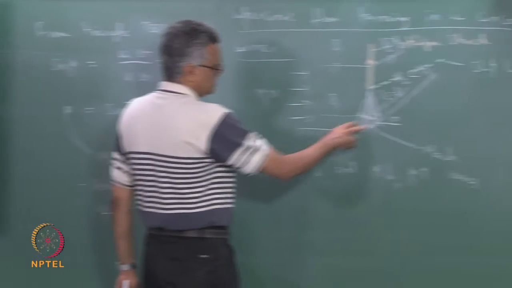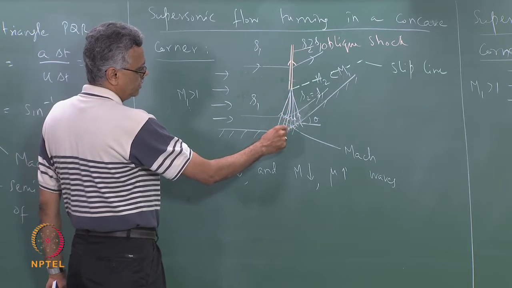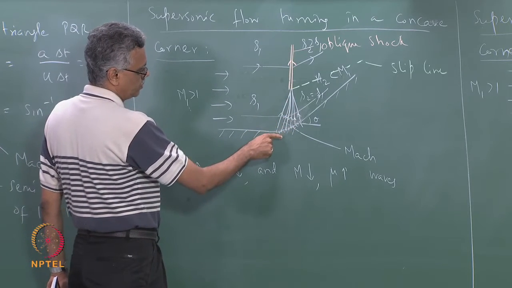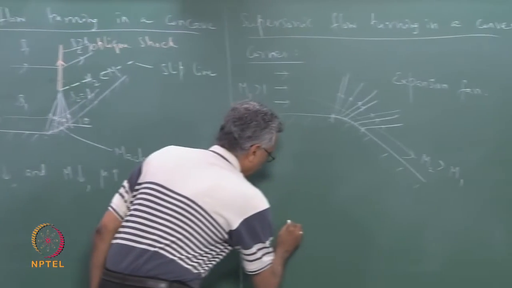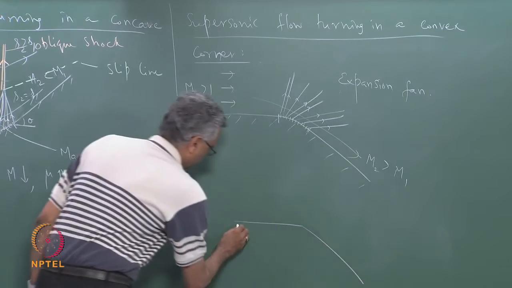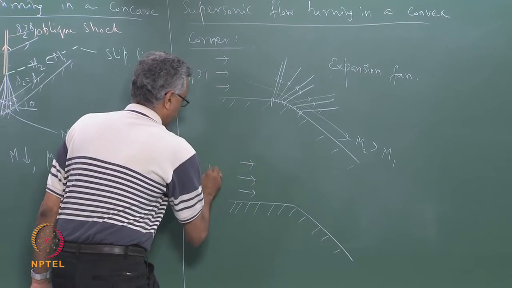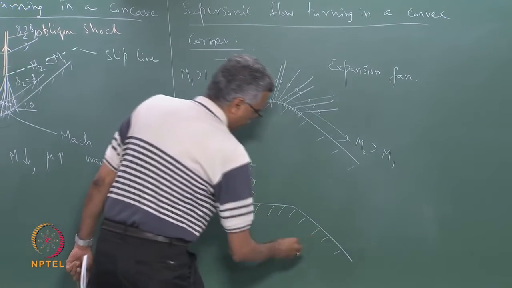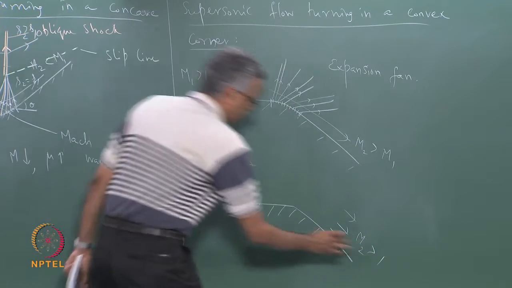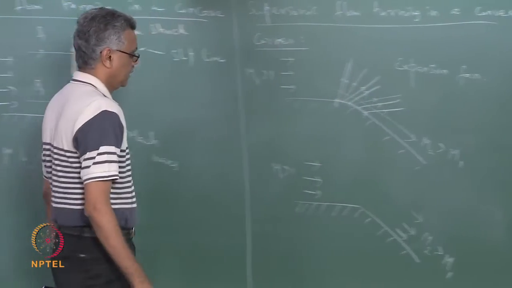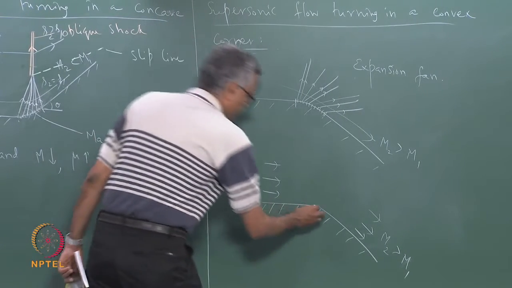So, in this case, we said that as I reduce the radius of curvature, the oblique shock keeps moving towards the corner, and eventually when I have 0 radius of curvature for the corner, it will anchor itself at the corner here. A similar kind of situation is something like this. If I have a sharp corner, so I have flow coming in like this, M1 greater than 1, and I have a sharp corner, M2 greater than M1. Then what happens in this case is this corner actually triggers an expansion fan.